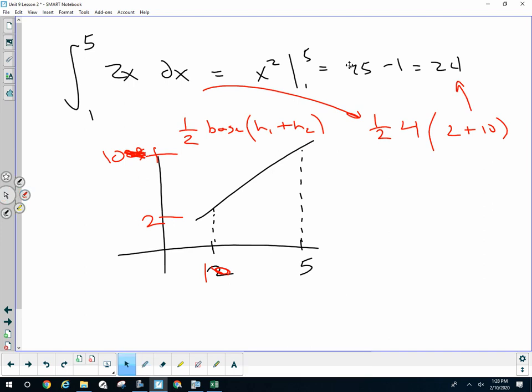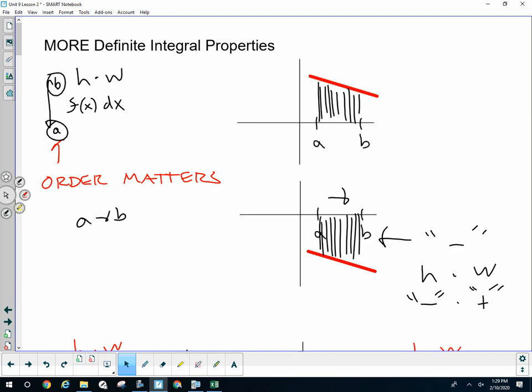So maybe you want to do that in the future, maybe. But I think it's pretty easy to do just x squared from 1 to 5. Okay? Remember, curves, you must take antiderivatives. Straight lines, you can use geometry.